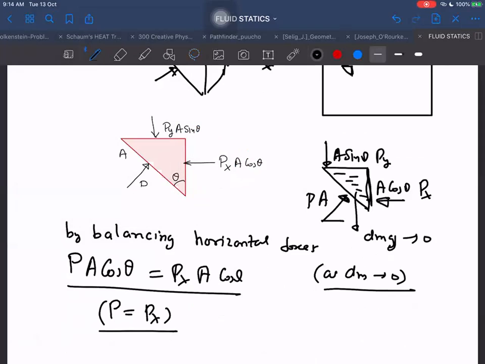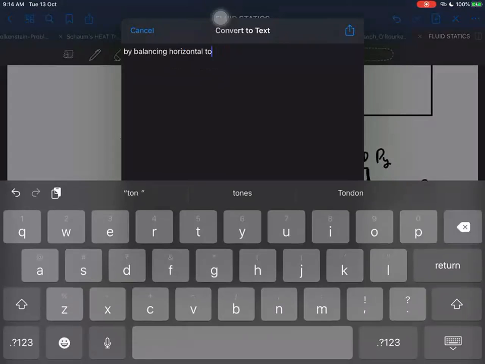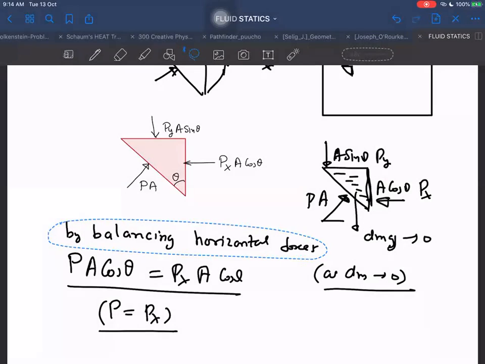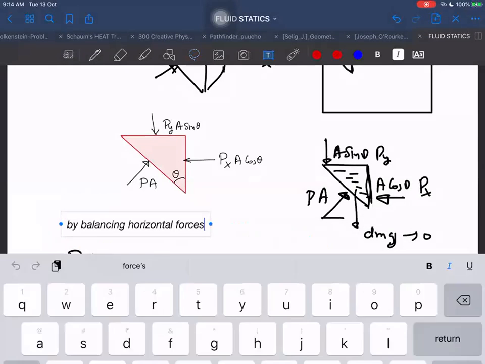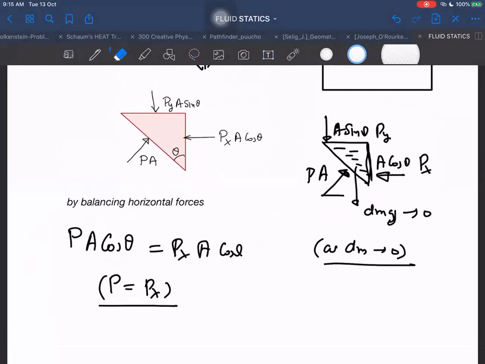Similarly here also, pressure times area. This is the force. What I want to do next is balance the horizontal forces. If I balance the horizontal forces, then we get P A cos theta is equal to Px into A cos theta. So P becomes equal to Px.